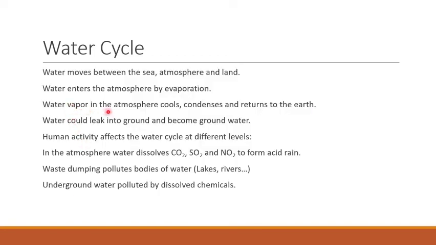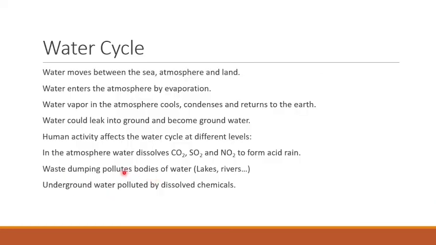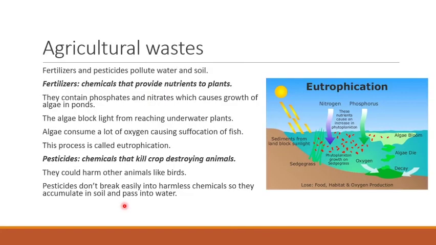The vapor in the atmosphere cools down, condenses, and returns to the earth. Once water is in the atmosphere, and if we have low temperatures, the gas will condense into a liquid and it will precipitate, returning to the earth. Water could leak into the ground and become groundwater. So any water which is below ground, we call it groundwater. Usually lakes and ponds are connected to the seas by groundwater.